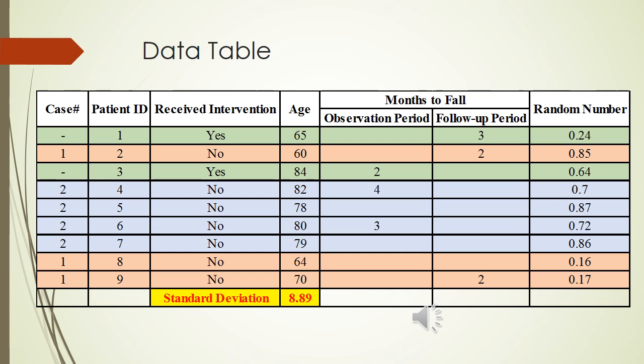As our very first step, we're going to calculate the standard deviation, which will be done through Excel. That can be done using the standard deviation function, STDEV, and you can just highlight the column of age and you get the standard deviation. In this case, the standard deviation came out to be 8.89, and we'll see how we can use this to our advantage to calculate the ranges, which will determine what cases belong to which case.